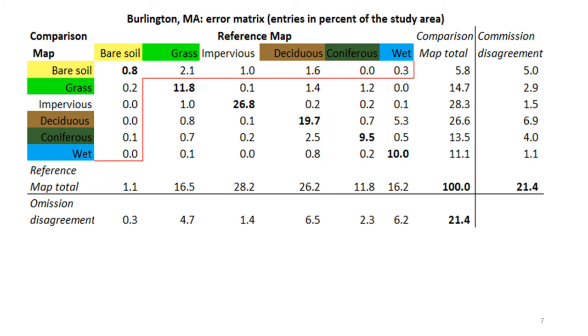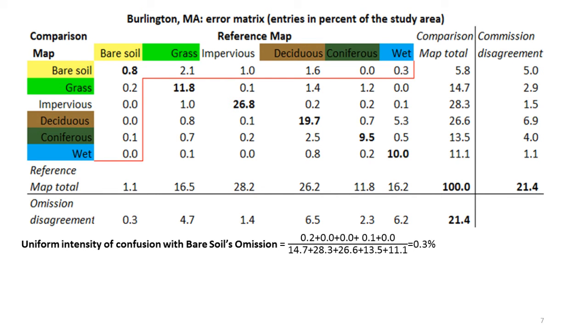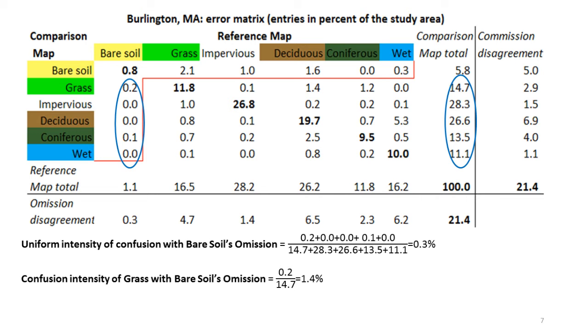Firstly, we calculate the uniform confusion intensity with Bell-Sawyer's omission. It is a ratio where the numerator is the omission errors of Bell-Sawyer, and the denominator is the size of non-Bell-Sawyer on the comparison map. And then we calculate the confusion intensity with Bell-Sawyer's omission. The numerator is the error of Bell-Sawyer omitted to gross, and the denominator is the size of gross on the reference map. And we can also calculate the confusion intensity of other committing categories.